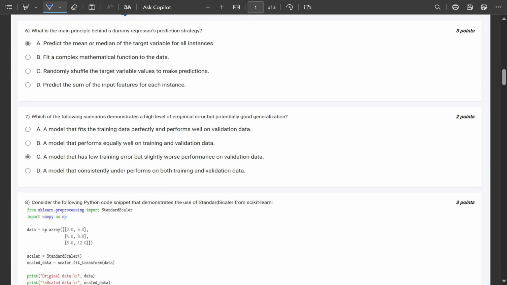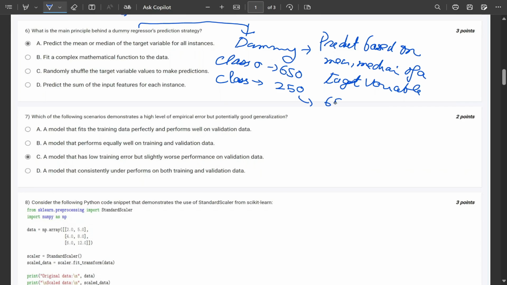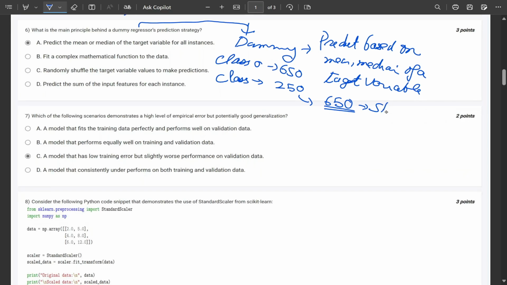The question number 6 is pretty simple. It says, what is the main principle behind your dummy regressor prediction strategy? So the dummy regressor, as the name suggests, is a dummy, and it tries to predict based on the mean, median of a target variable. This is just directly from theory for all the instances. So say if I have data where my class 0 is 650 and my class 1 is just 250. So my dummy regressor will actually predict all the classes as 650. Or maybe taking the mean or something like that. Basically it is based on the strategy defined in the constructor. Okay, it's the main idea.